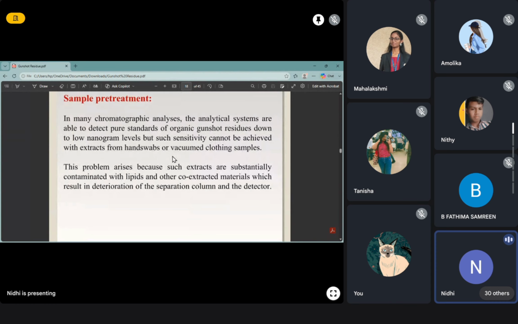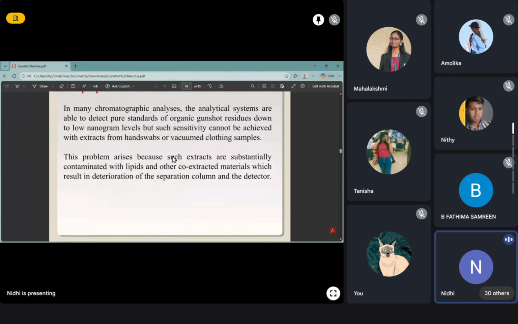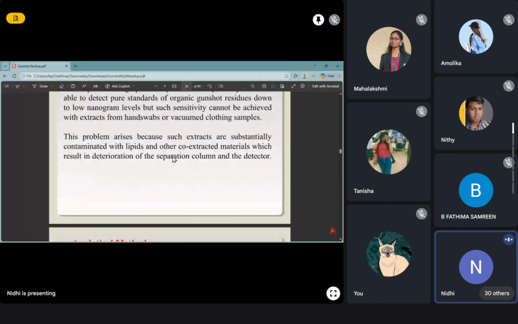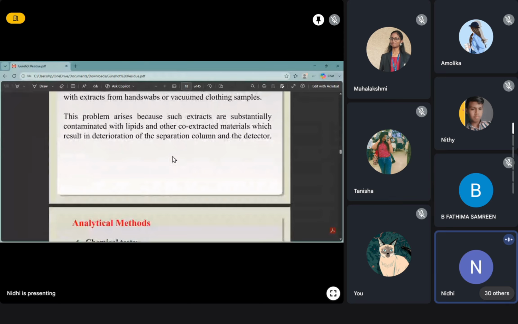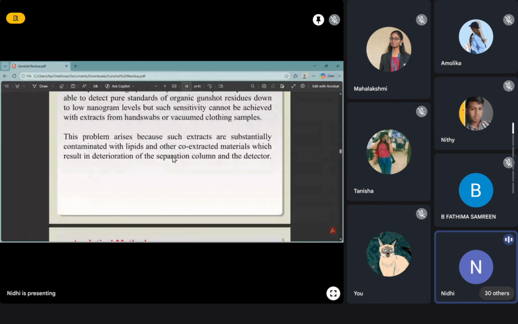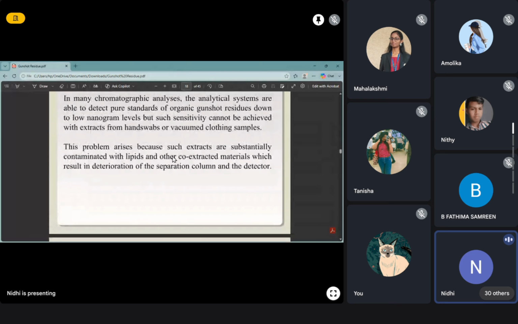Then sample pre-treatment. In many chromatographic analyses, the analytical systems are able to detect pure standards of organic gunshot residues down to low nanogram levels, but such sensitivity cannot be achieved with extracts from hand swabs or vacuumed clothing samples. This problem arises because such extracts are substantially contaminated with lipids and other co-extracted materials, resulting in deterioration of the separation column and detector. That's why these kinds of methods are not used in India till now.